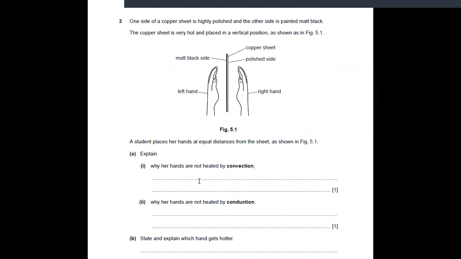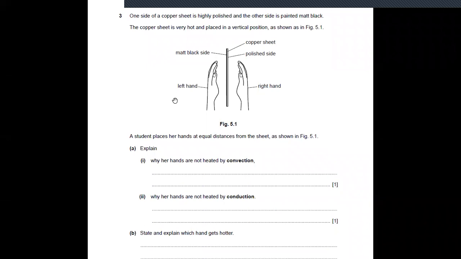Miss, I'm not sure about the convection one. For the first one, convection, that is because when the air heats up, what does it do? It rises up. It's not going to go sideways. When the air heats up, it will simply move upwards instead of going sideways. So of course your hand is not going to get heated up. Okay. All right, Miss. What do you think about the next one?